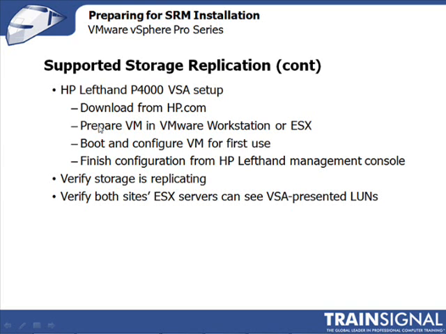In the case of this lesson, we're going to be using VMware Workstation. Then we'll boot up and configure the VSA from the VM's console within VMware Workstation. Then we'll finish the configuration from the HP LeftHand Centralized Management Console, which is a GUI application. Then we will verify that storage is replicating before we begin. And finally, verify that both sites' ESX servers can see the VSA presented LUNs.